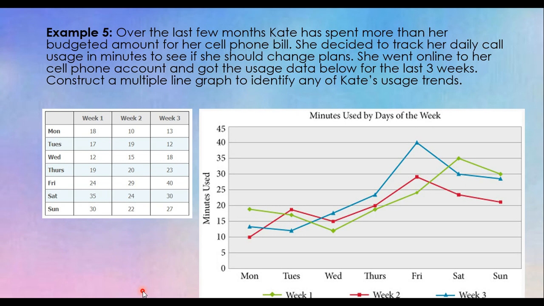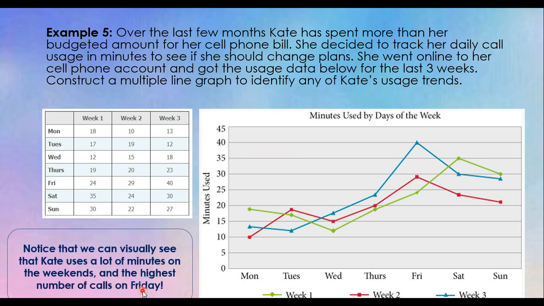All right, so let's talk about it. We can visually see what's nice about this is it gives us a nice visual representation that homegirl talks a lot on Friday. And yeah, we kind of could see that right here, but it's very apparent that she talks a lot on Fridays, and considerably more. This part of the graph is way higher up on the minutes used on the weekend. So Friday, Saturdays, and Sundays, homegirl talks a lot. So she uses a lot of minutes on those weekends.